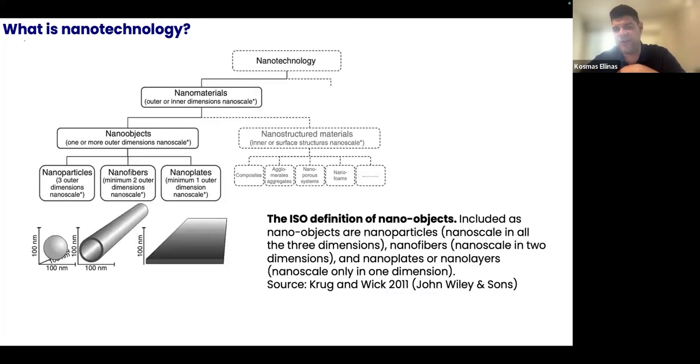The ISO definition of nano object is that whatever has at least one dimension in the nanoscale, regardless of the other dimensions, because it might be, let's say, a very thin film that is applied over a large area. But even if one of its dimensions is below 500, 200, you know, the definition is flexible, it can be categorized as a nano-object.